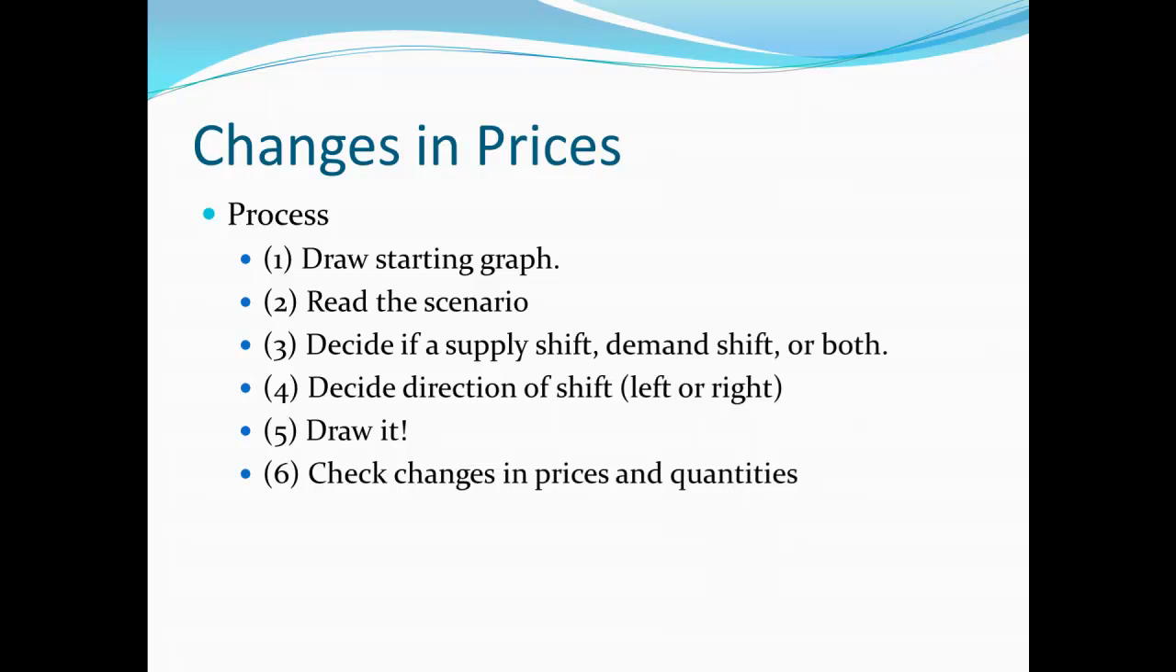In this section, we're going to look at how changes in supply and demand can be drawn down into changes in prices and quantities in the markets. In doing so, we're going to go through a 6-step process. In the first step, we just draw a starting graph. Put down a starting supply curve, a starting demand curve, your price and quantity axes, get everything labeled.